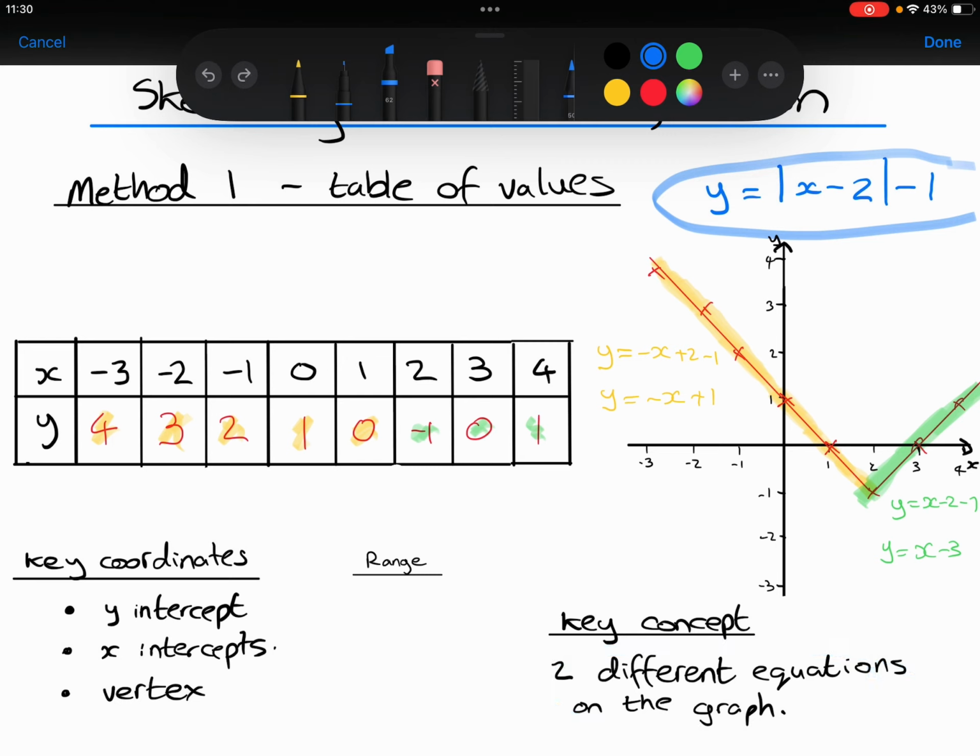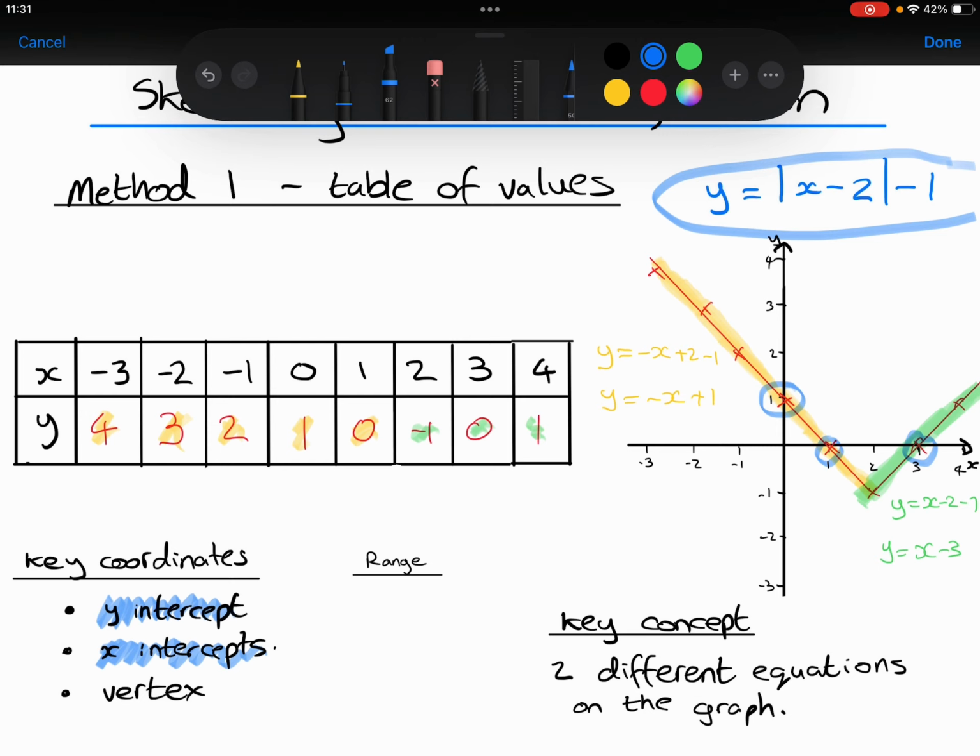As always, when we are drawing a graph, we need to make sure we're including key coordinates. We have the y-intercept, which is when x is 0. In this case, that's when y is 1. We have the x-intercepts, which is when y is 0. In this case, that was when x is 1 and x is 3.